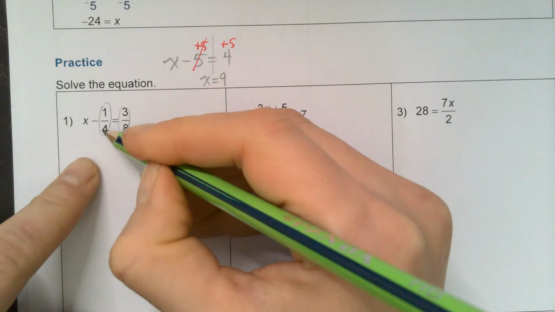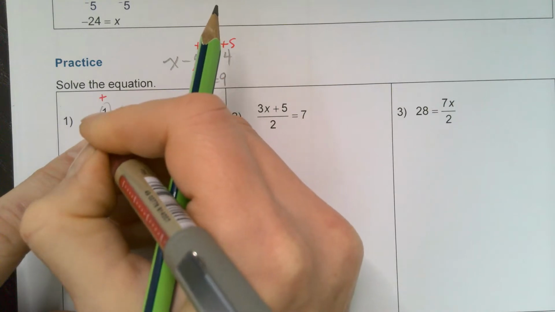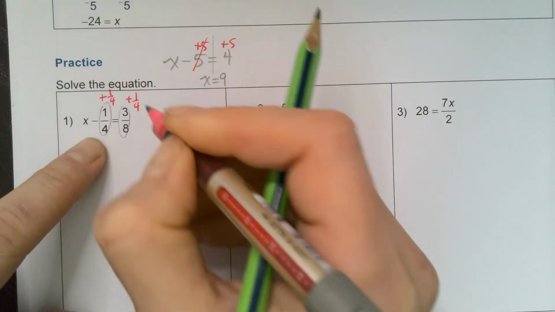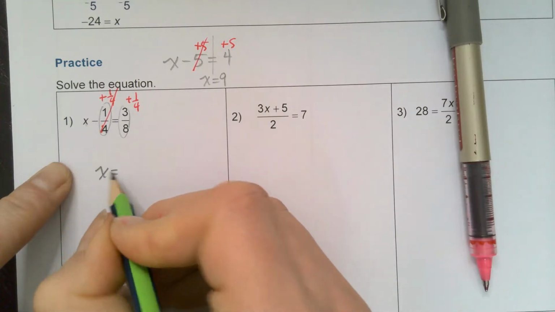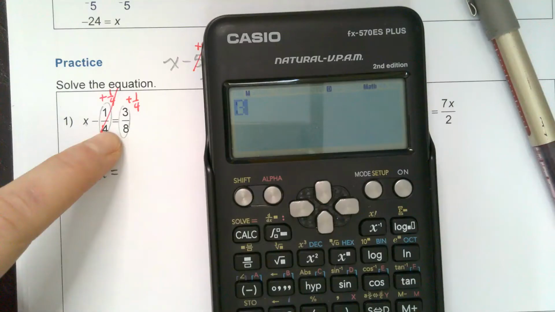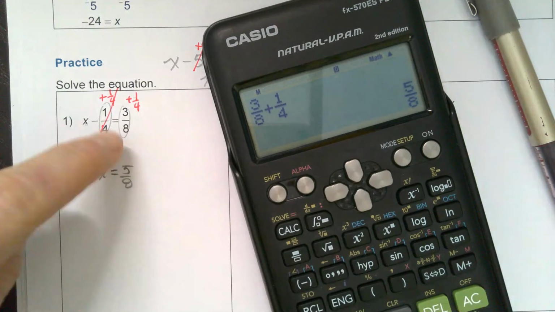Okay, it's the same as this question. Here, x wants to be alone, so I'm just going to add, that's the opposite, here it's subtract, so add 1 over 4 to this side. 1 over 4 subtract 1 over 4, 0. So then I just have x on this side, and for this, I just use my calculator. 3 over 8 plus 1 over 4. Oh, that's 5 over 8. So I just use my calculator for that part. Like this, we can just use our calculators to help us.